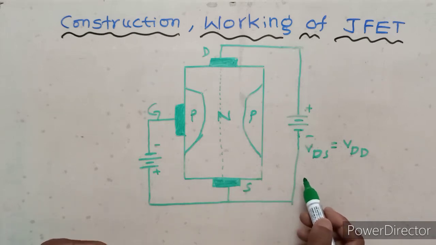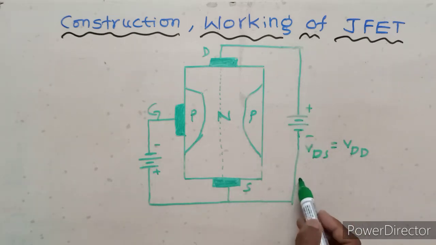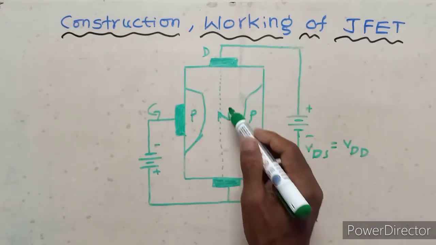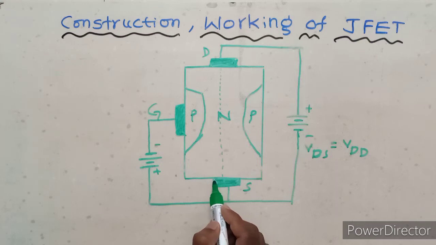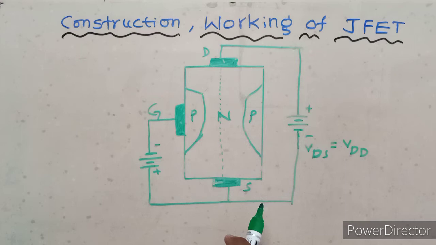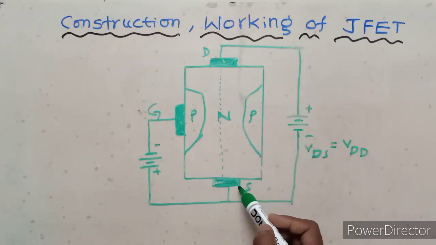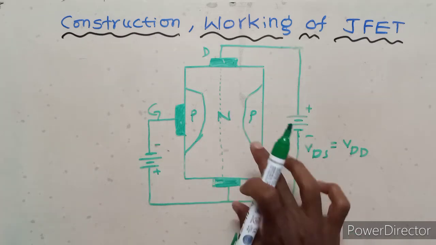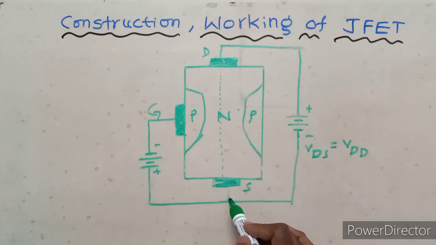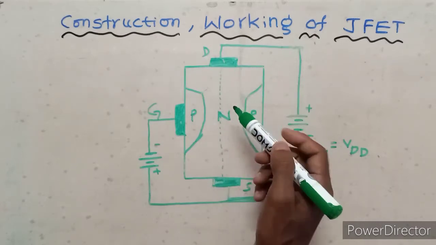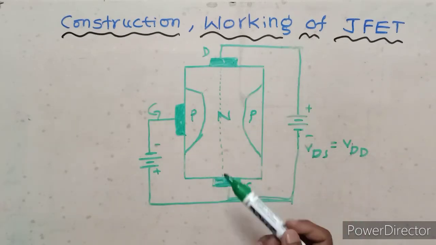The current travels from source to drain with the voltage from drain to source. Here the ohmic resistance of the bar from source to drain is what limits the current. This is the voltage supply from drain to source.